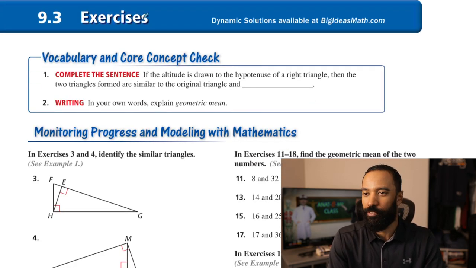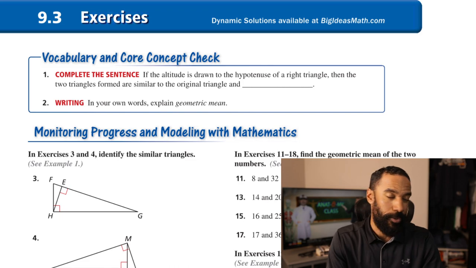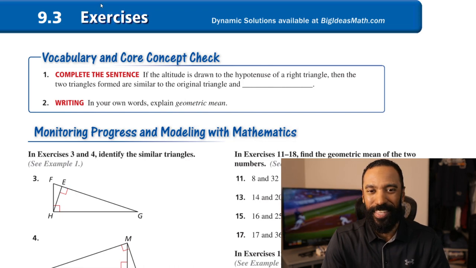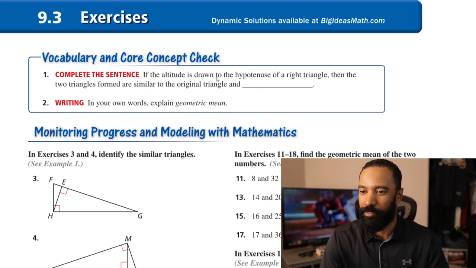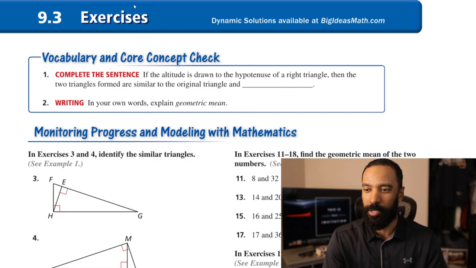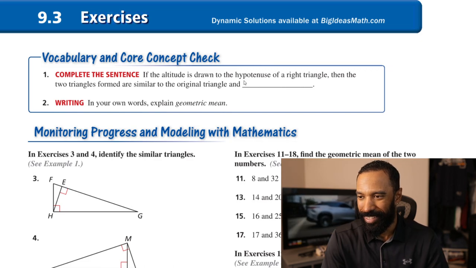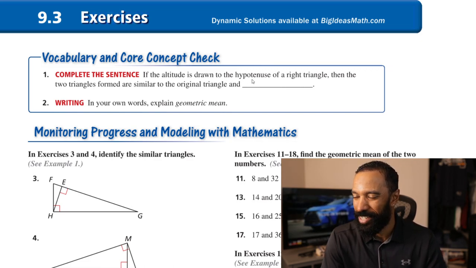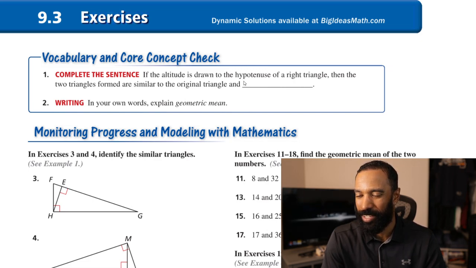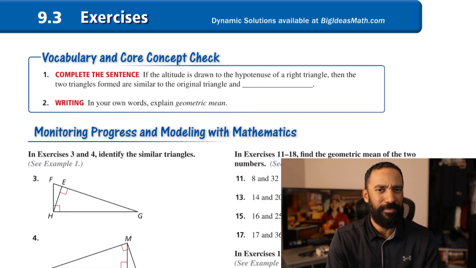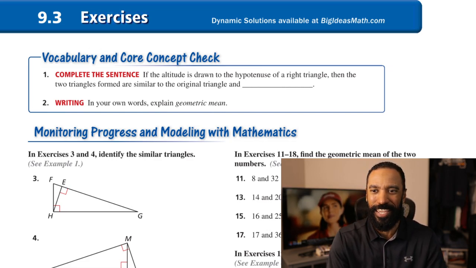So let's go ahead and do the vocabulary and core concept check, and I'll see how I do on the geometric mean questions with you. If the altitude is drawn to the hypotenuse of a right triangle, then the two triangles formed are similar to the original triangle, and... I don't know what to answer. I don't actually know what they want me to say in that situation.